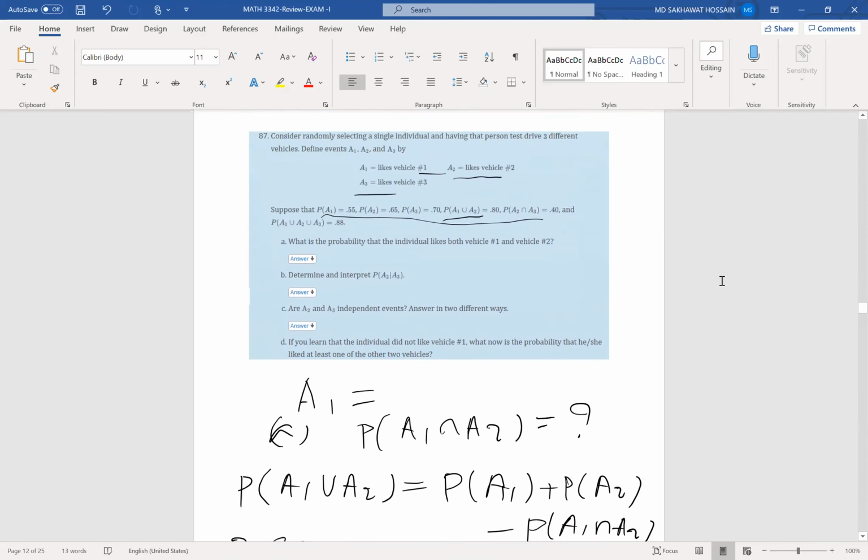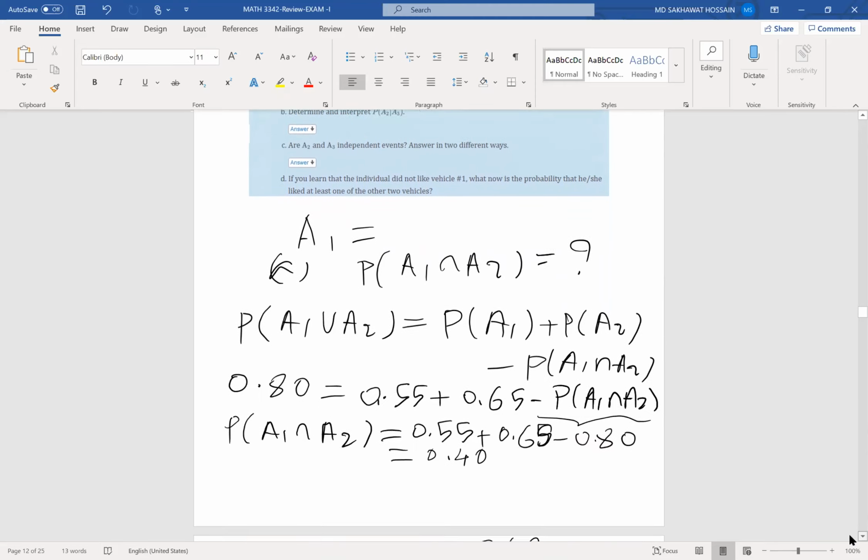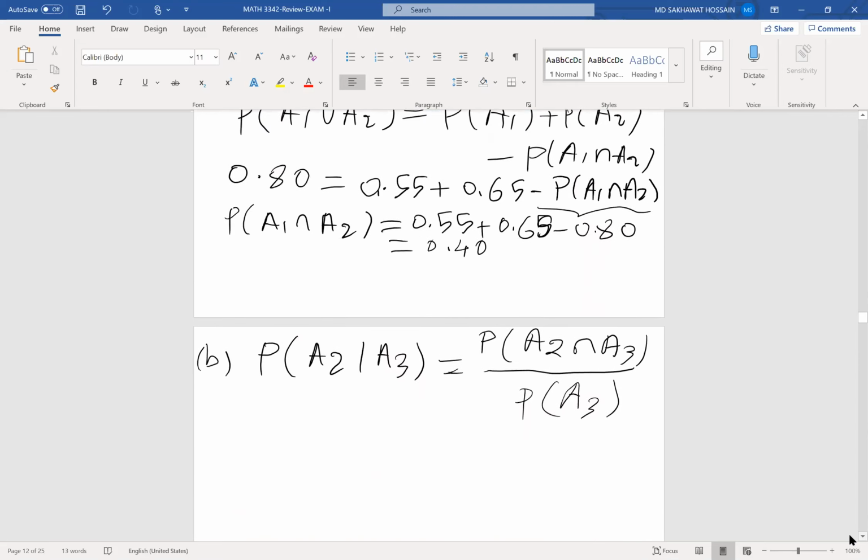Yes, it is. Here it is given. So the intersection is 0.40, and the probability of A3 is 0.70. So it will be 0.40 divided by 0.70. So this is the conditional probability. Now we have to interpret these results.